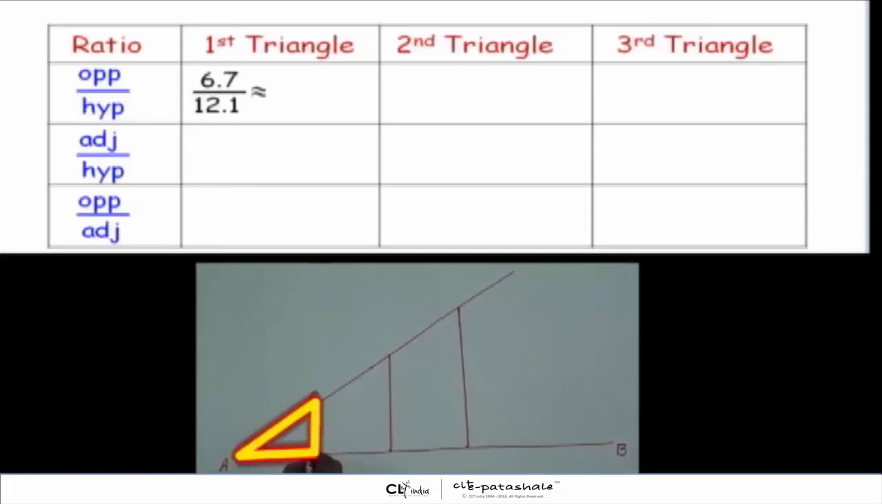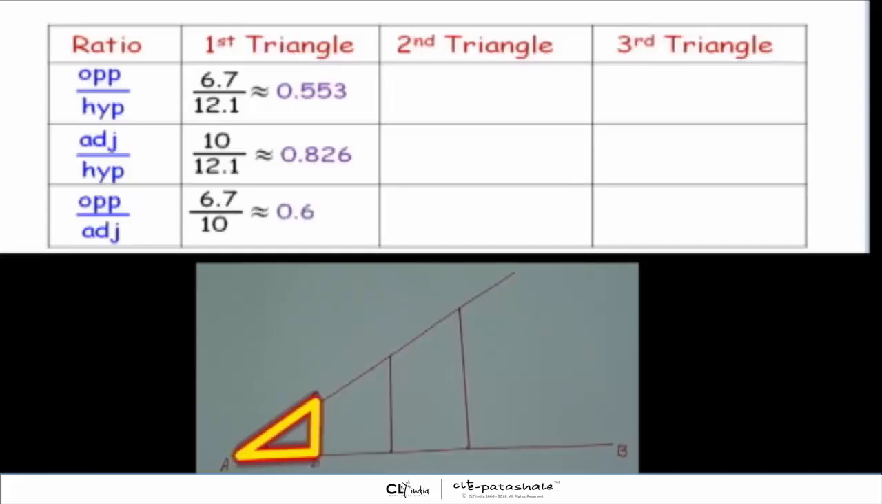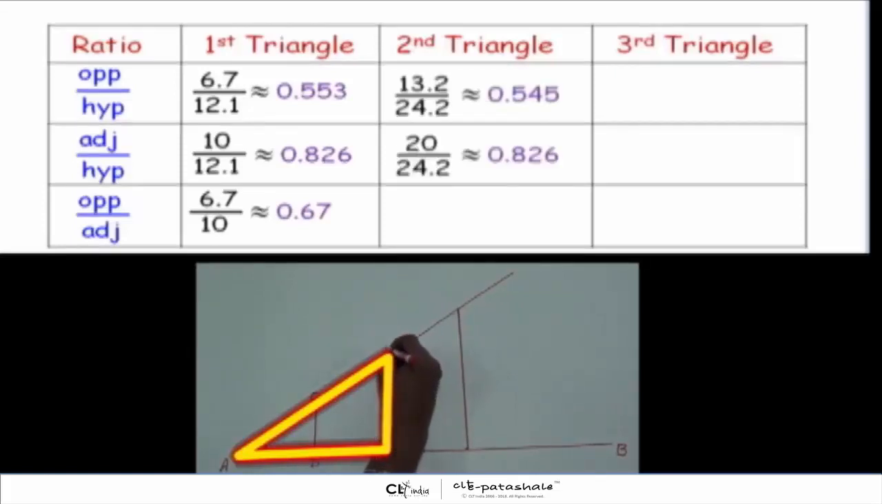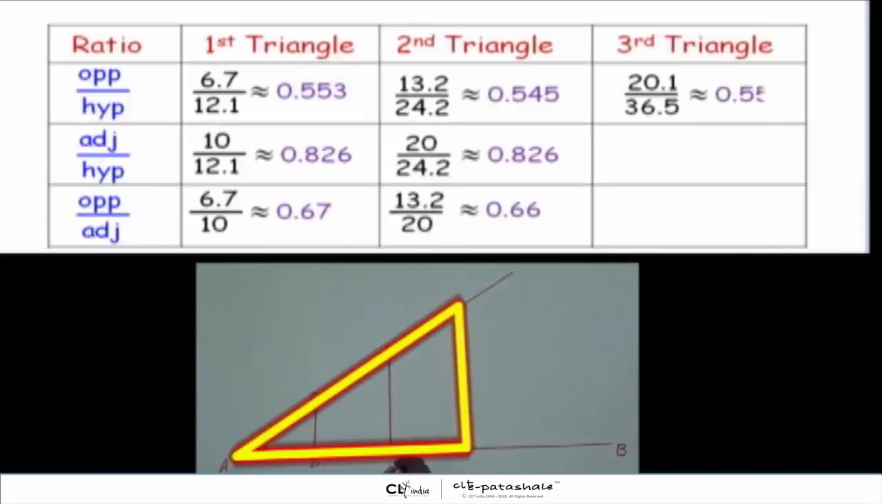6.7 by 12.1 is approximately 0.553. Now if we take adjacent by hypotenuse, for the first triangle, our value is 10 by 12.1, which is approximately 0.826. And if we take opposite by adjacent, for the first triangle, our value is 6.7 by 10, which is approximately 0.67. Similarly, if you look at the table and the values of second triangle, and then observe the values of third triangle.